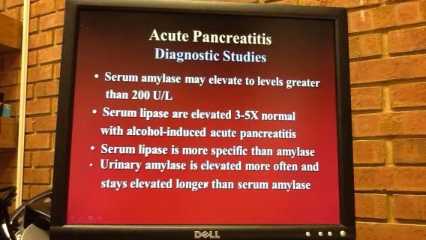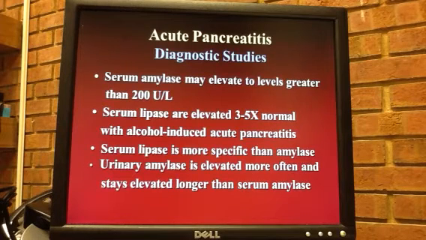The serum amylase may be elevated 2.5 times normal within 6 to 12 hours of onset, and it can stay up for several days. Normal is 0 to 125. It's not uncommon to see serum amylase levels that are higher than 200. Amylase is supposed to facilitate carbohydrate digestion, and it's a great enzyme to have in the right places.